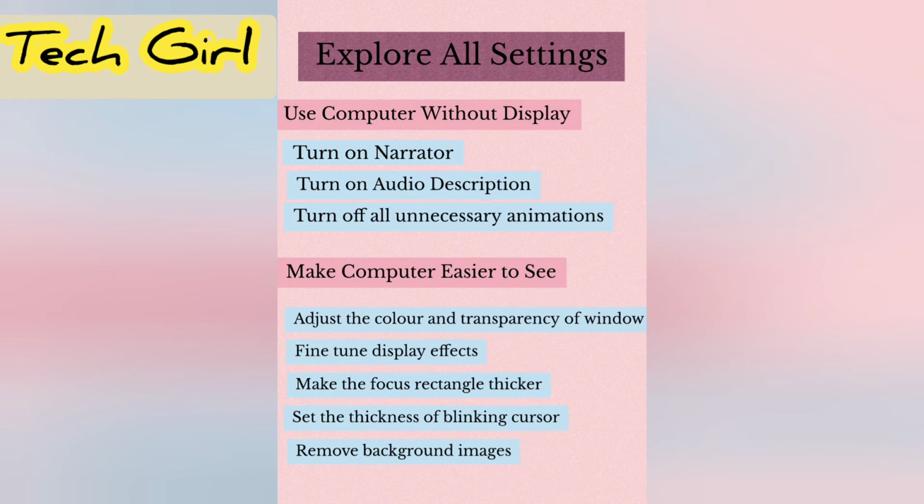The next point is explore all settings. This section of Ease of Access Center allows all the settings to be customized. So let's discuss all these options, how these options help a disabled person to use a computer. So the first point is use the computer without a display. It means if a person has a visual impairment, what features, what options is Windows providing?